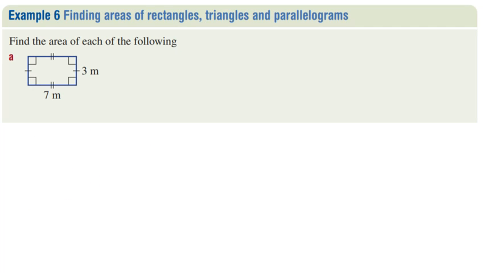If I want to find the area of this rectangle, I look at my formula sheet and I write down the formula for the area of a rectangle, which is length times width. Then I put in the values I've got from my diagram. So the length is 7 and the width is 3. Pop that in the calculator and my area is 21 meters squared.